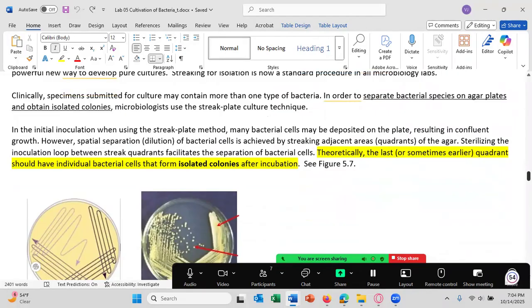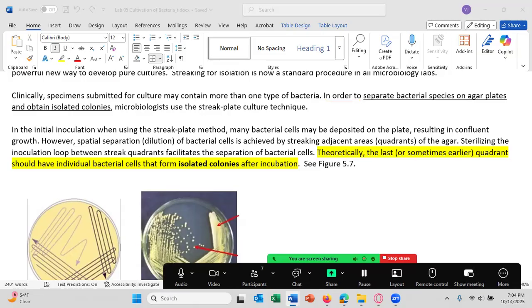So what you want to do when you're streaking out is, in one of the quadrants, put down individual cells. They'll be isolated from each other and then will grow up and form isolated colonies away from each other. So that's the purpose of streaking, to get isolated colonies. Let me scroll down just a little.